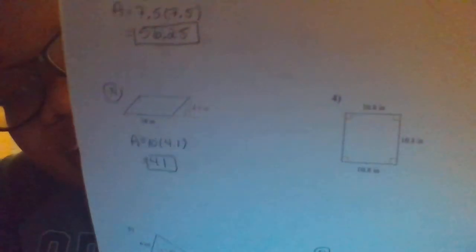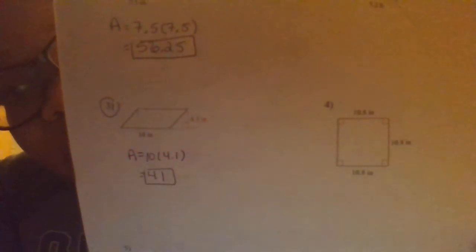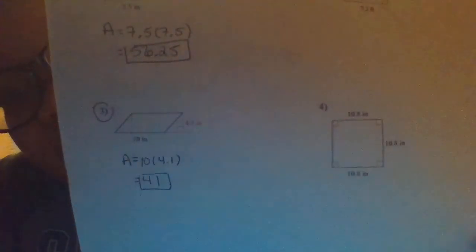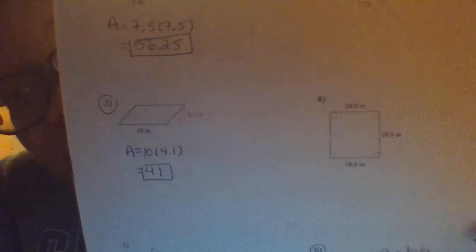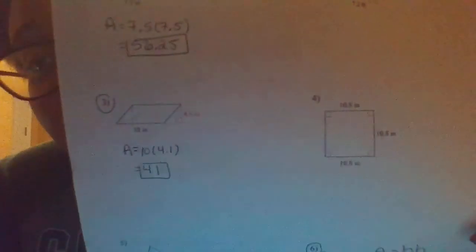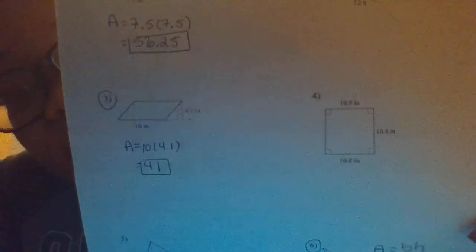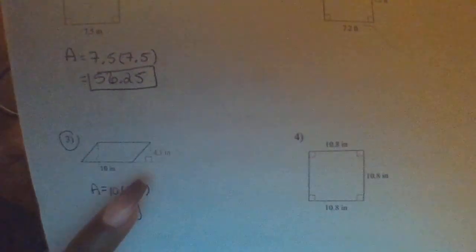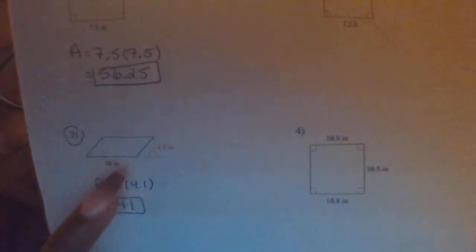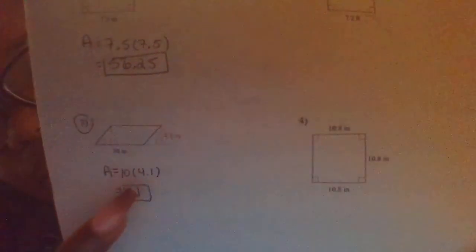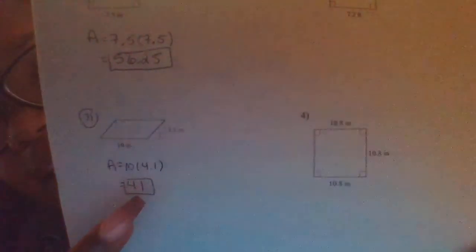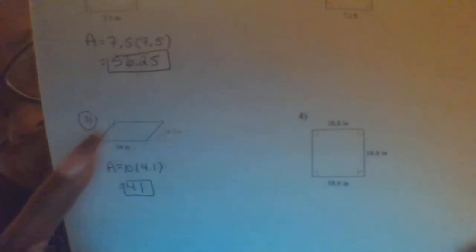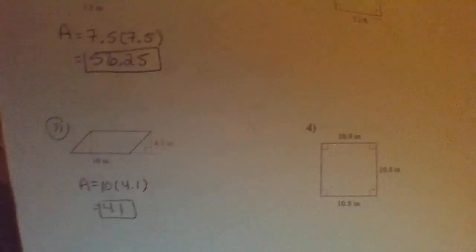Number three is a different kind of quadrilateral. It is a parallelogram. You could think of this as a tilted rectangle, so the formula for the area remains the same. Again, we're just going to multiply the two sides that make the right angle. That's going to be 10 and 4.1. So 10 times 4.1 gets us 41. So the area for number three is simply 41.